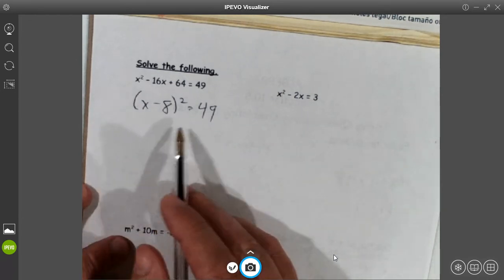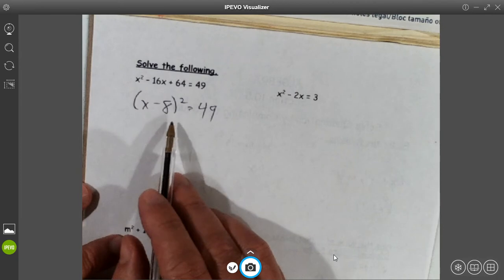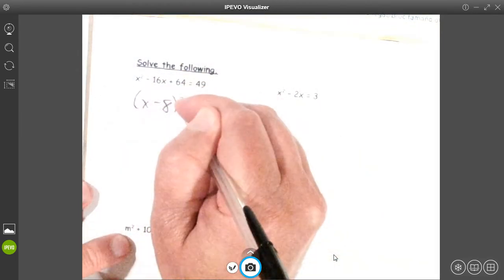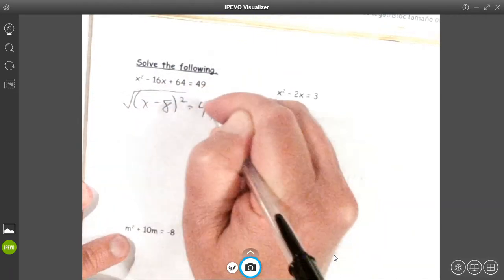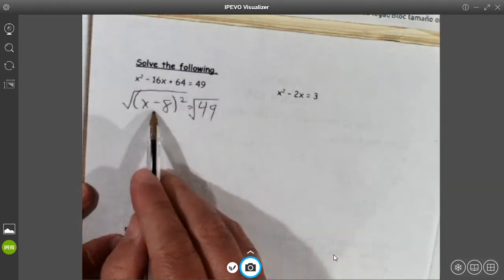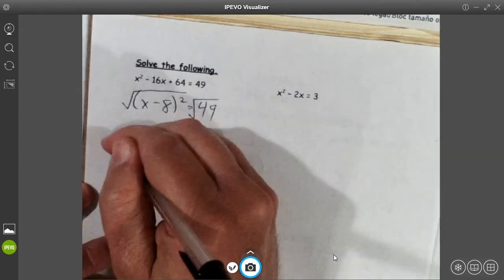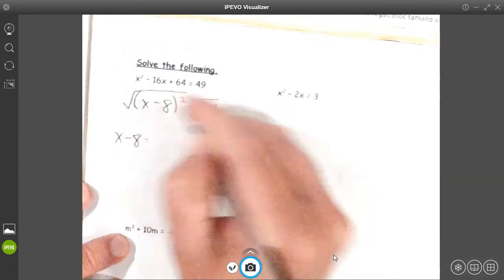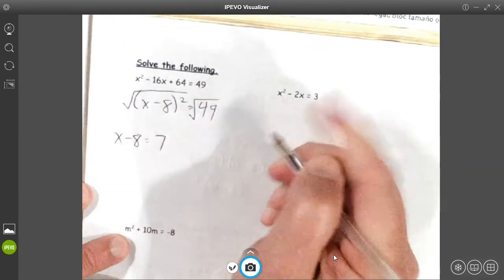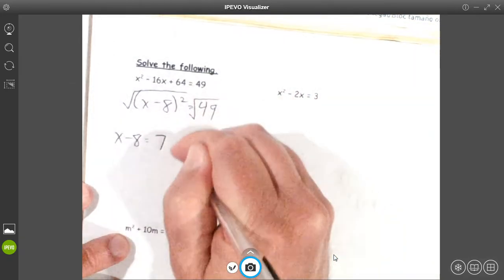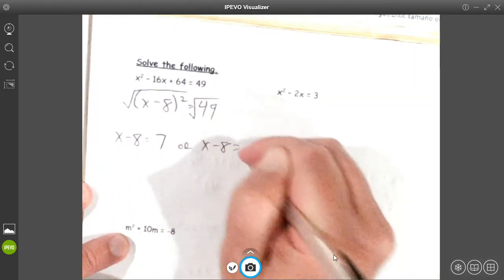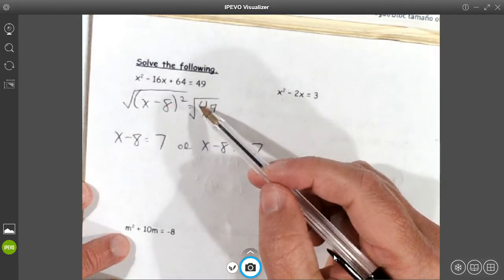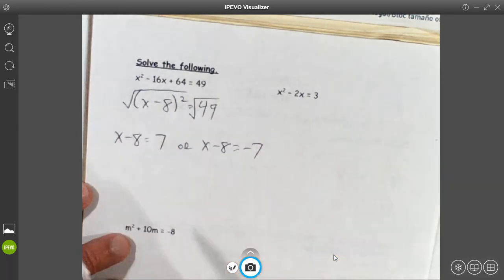But now here's what we do. We can now solve this just like we have been, by taking a square root. Now that I've got a square, I can undo that square as long as I do it to both sides. The square root of x minus 8 squared is just x minus 8. And now remember, the square root of 49, when we're talking about solving an equation, could be 7, or x minus 8 could be negative 7. When I solve an equation by taking the square root of both sides, I have to look at both that positive square root and that negative square root.